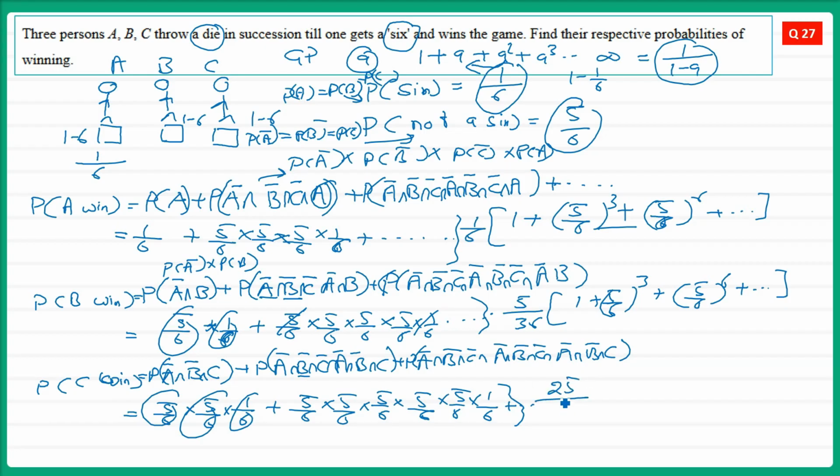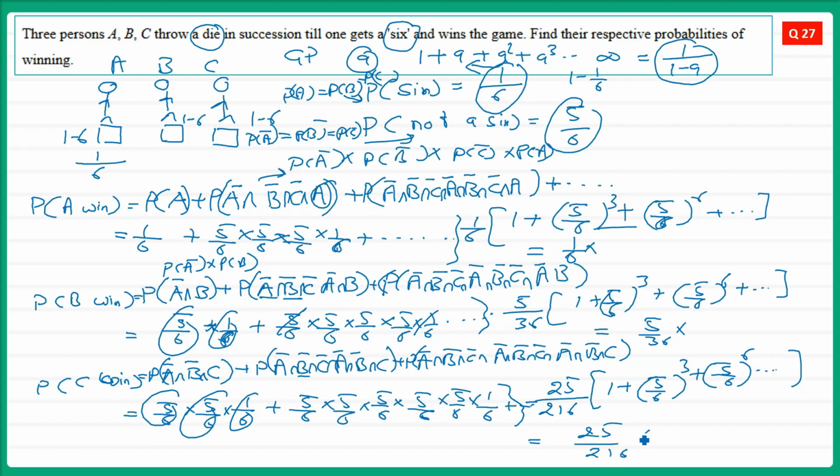Now I'm taking 5 by 6, 5 by 6 and 1 by 6 outside. This gives you 5 fives are 25 divided by 216 outside. Inside will be 1 plus 5 by 6 whole cube plus 5 by 6 whole raised to the power 6, and so on. Now let's compute this. So 1 by 6 multiplied by the result of the series, 5 by 36 multiplied by the result of the series, and 25 divided by 216 multiplied by the result of the series is going to come.